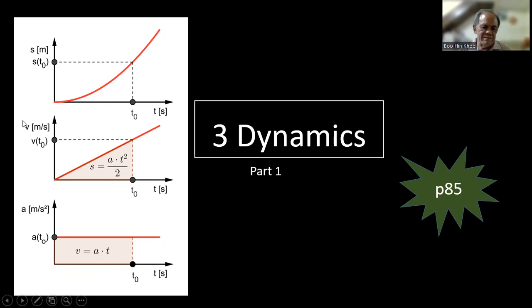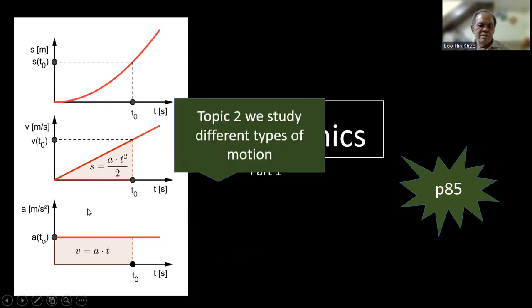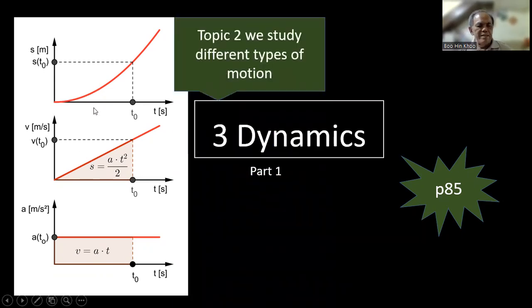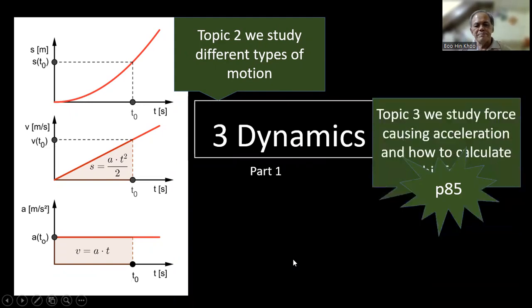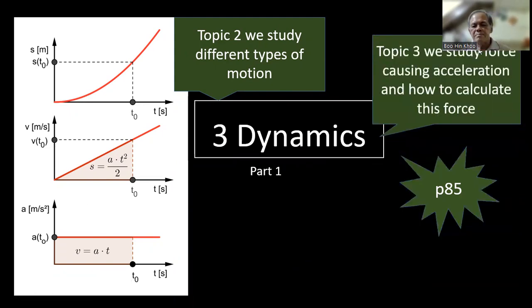These are some of the graphs we learned in kinematics, motion of uniform acceleration. Topic 2, we study different types of motion. So this is uniform acceleration: displacement-time graph, velocity-time graph, acceleration-time graph. Topic 3, we study force causing acceleration and how to calculate this force.